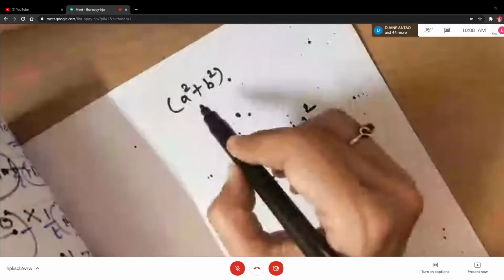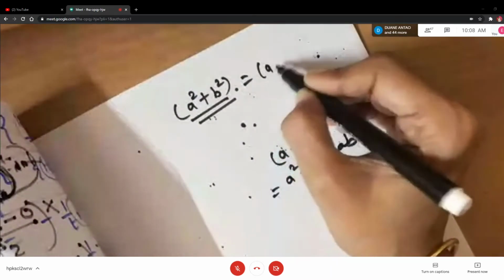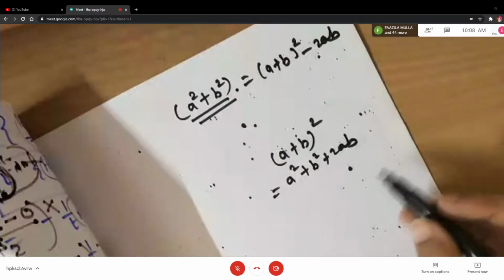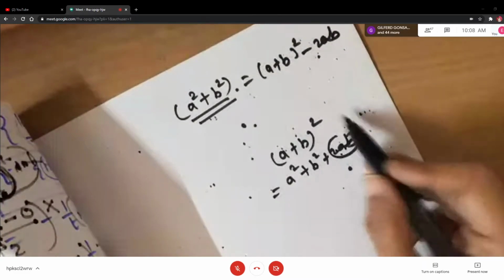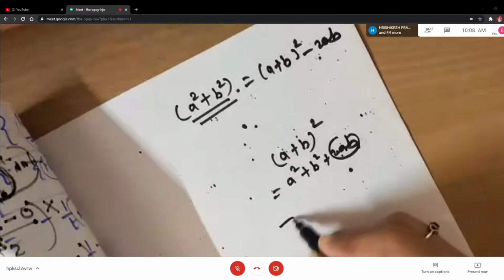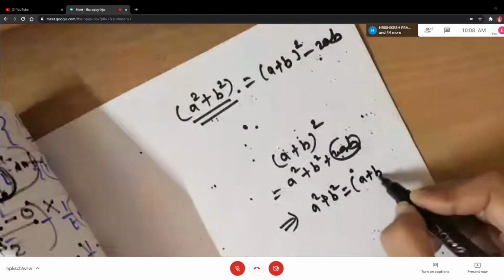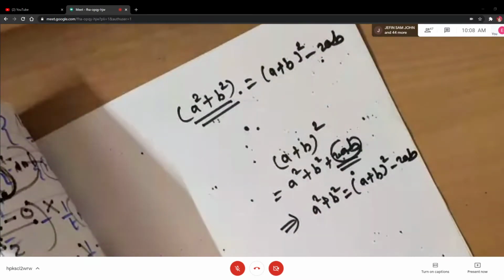Now suppose I want substitution for only a square plus b square. Can't I write it as a plus b the whole square minus 2ab? Meaning, I'm cutting this minus 2ab because I'm taking this 2ab to the other side. So from this equation, a square plus b square is equal to a plus b the whole square minus 2ab. I'm only shifting it to the other side.